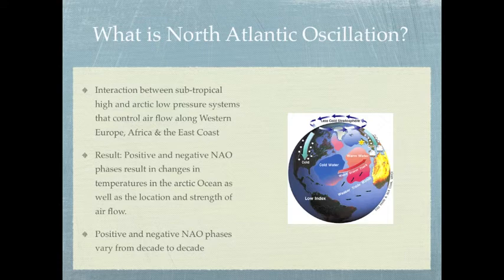Now, there are two types of North Atlantic Oscillation, positive and negative. Each oscillation has a different impact on the weather conditions and sea temperatures of specific areas. These phases vary from decade to decade.